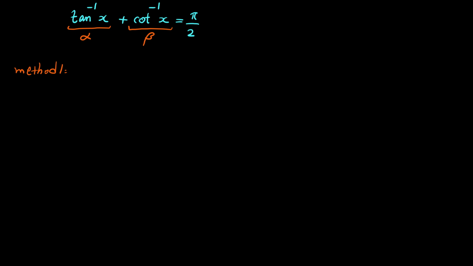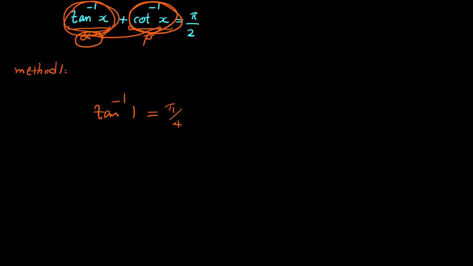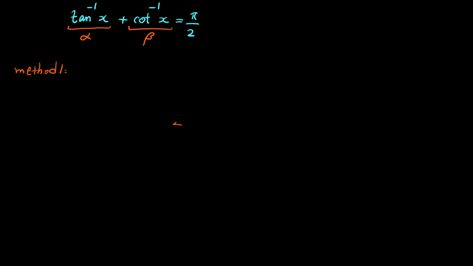Remember that the tangent inverse of any number like x is an angle. For example, tangent inverse of 1 is pi over 4. So we suppose tangent inverse of x is angle alpha, and we suppose cotangent inverse of x is angle beta. These are two angles, and we want to prove that the sum of these two angles, alpha plus beta, is pi over 2.